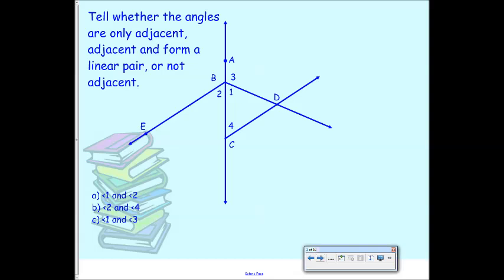Okay, so looking at angles 1 and 2. So 1 and 2 are right here. Are these adjacent, linear pair, or neither? Adjacent. They're adjacent. They're right next to each other. But do they make a straight line? No. So they're not a linear pair. So these would just be adjacent. All right, I'm going to abbreviate that with ADJ.